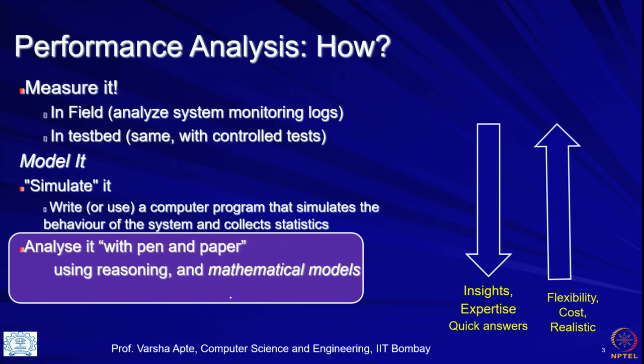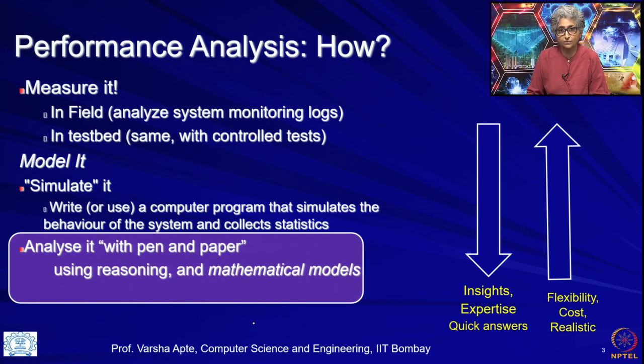So, a quick recall of how we ended the last lecture. We were talking about the various ways that performance analysis of computing systems or networks can be done. One was measuring, then we talked about simulation, and we said that analytical methods, which are basically mathematical methods with pen and paper and just reasoning, are the ones that are the focus of this course. They give the most insights and require a little bit of expertise, the kind that you will learn in this course, but they give you quick answers. As opposed to that, measuring is of course very flexible. You can create any scenario in it, but it is costly. It can also be more realistic, whereas mathematical models need some assumptions that sometimes are not realistic.